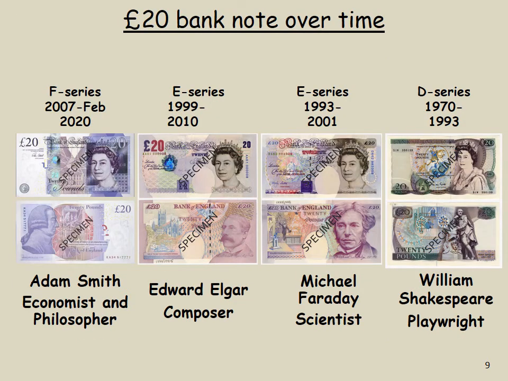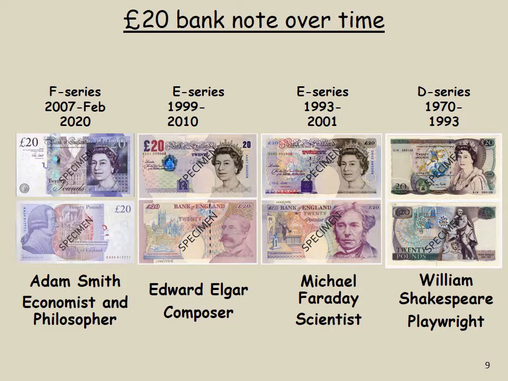Now let's have a look at how the £20 note has evolved over time. So the current £20 note, which was changed just this year, February this year, a new £20 note was introduced, and that one features J.M.W. Turner, who's also commonly known as William Turner, who was an artist. The series before him featured Adam Smith, an economist and philosopher, and before him was Edward Elgar, composer. Before that was Michael Faraday, the scientist, and before that, William Shakespeare, the playwright.